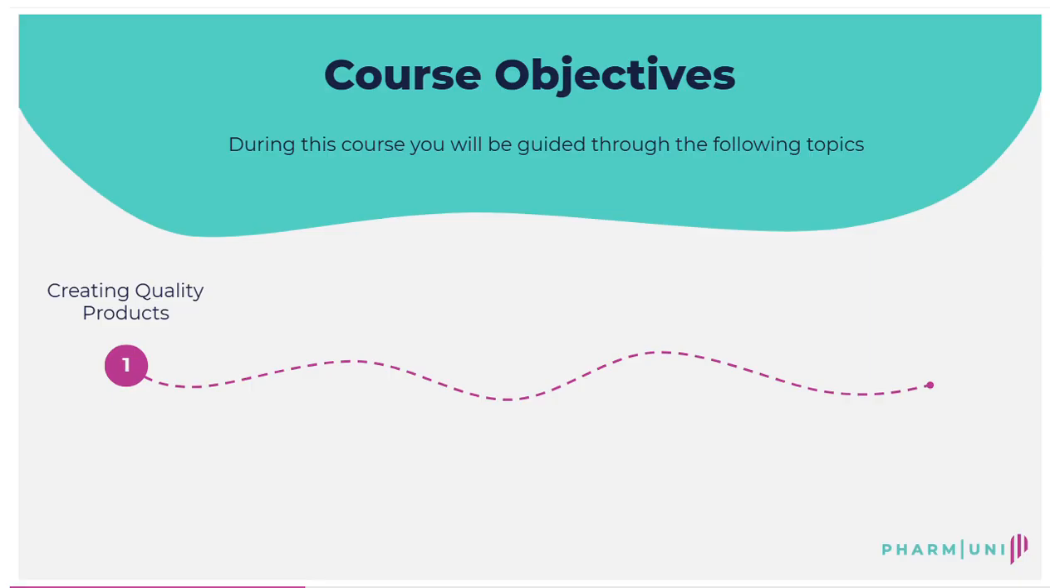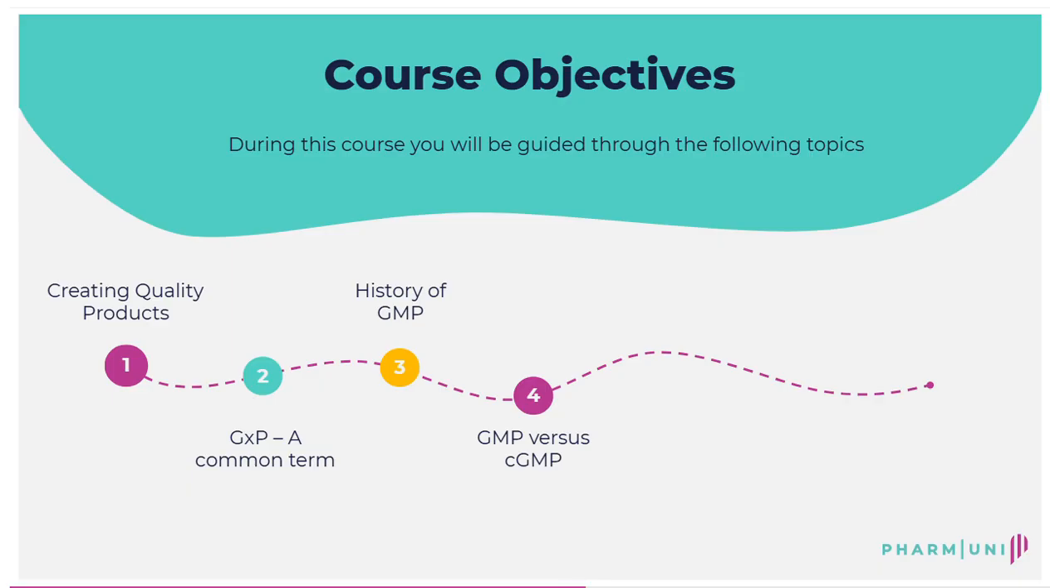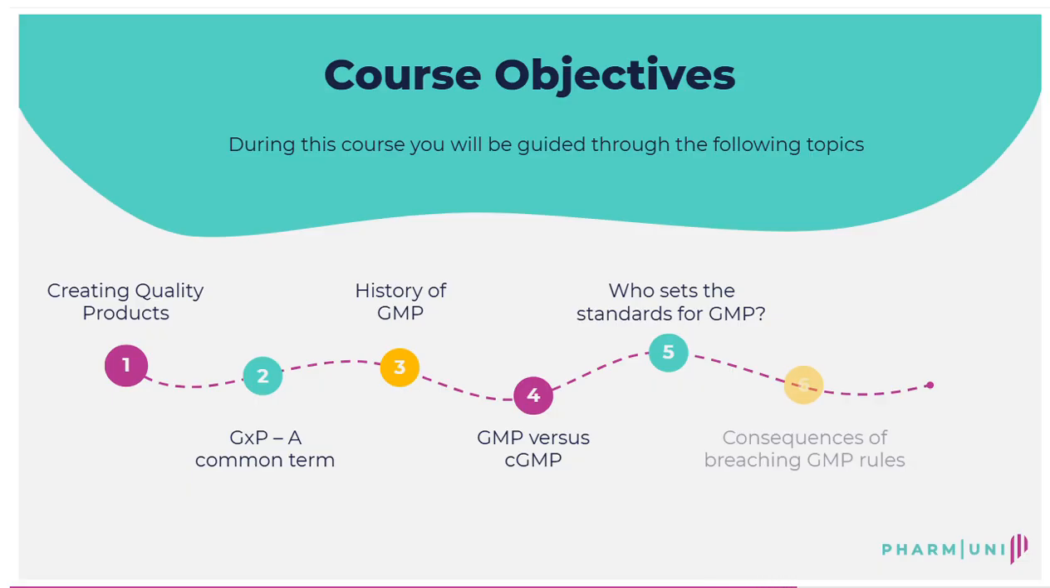Creating quality products. GXP, a common term. History of GMP. GMP versus cGMP. Who sets the standards for GMP? Consequences of breaching GMP rules. Key elements of cGMP.